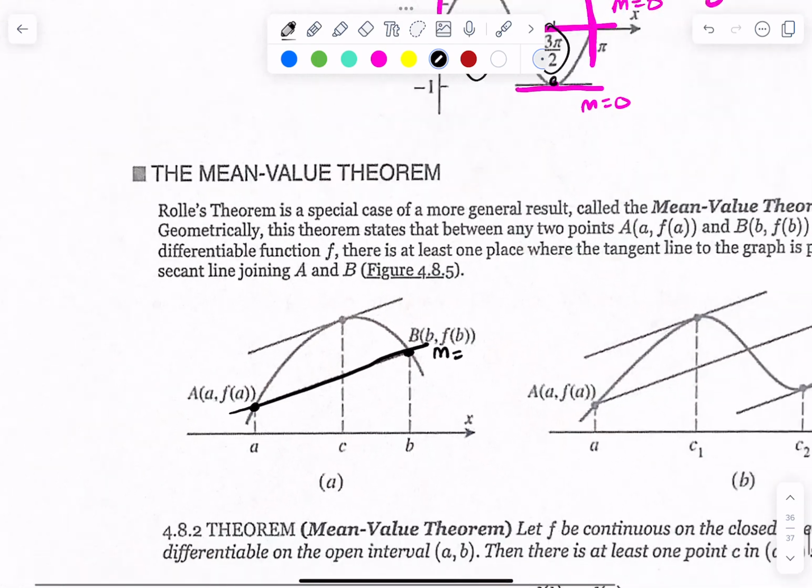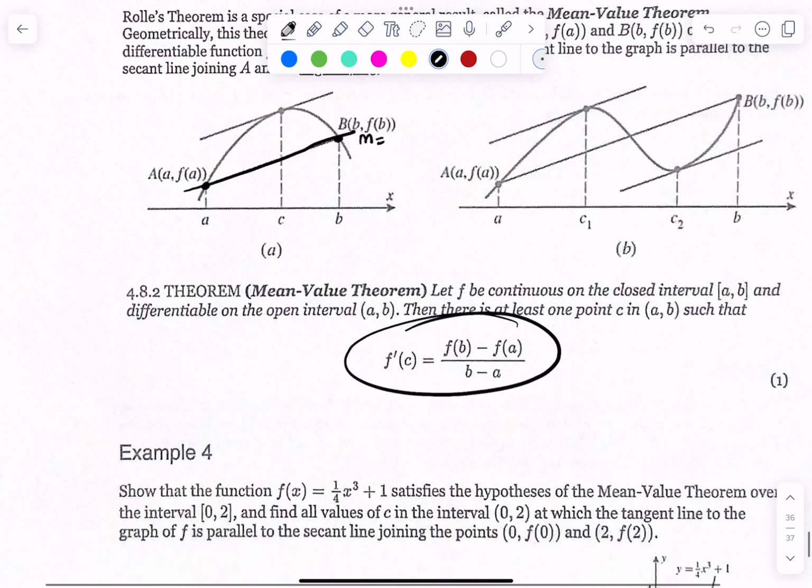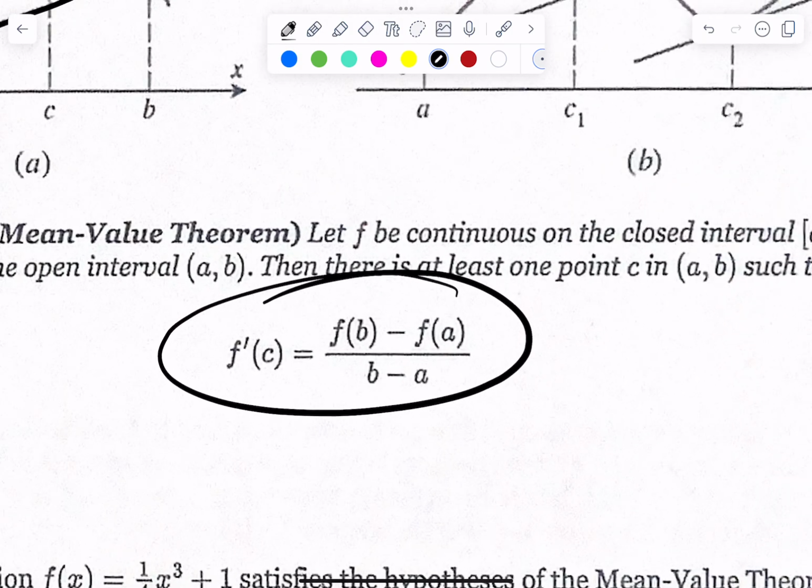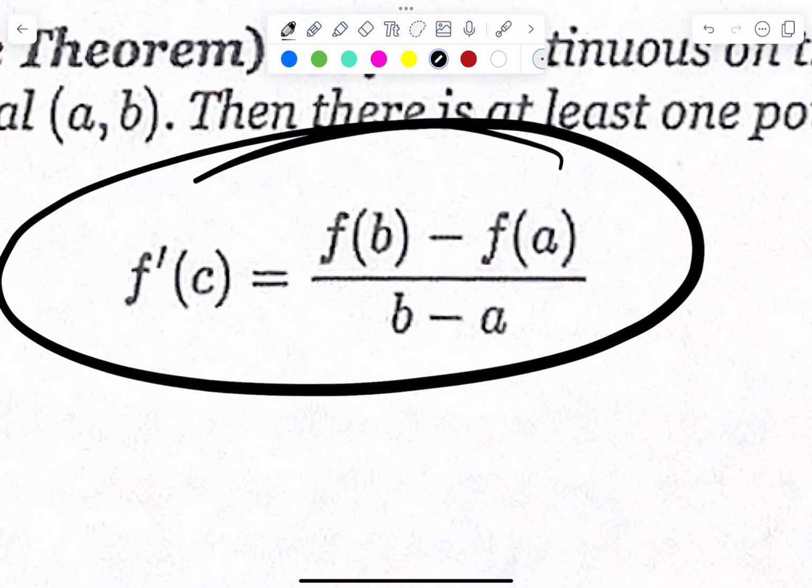And they do weird things when they say the slope. They say the slope is f of b minus f of a over b minus a. That is a fancy way of saying y2 minus y1 over x2 minus x1. Okay, do you see how that works?